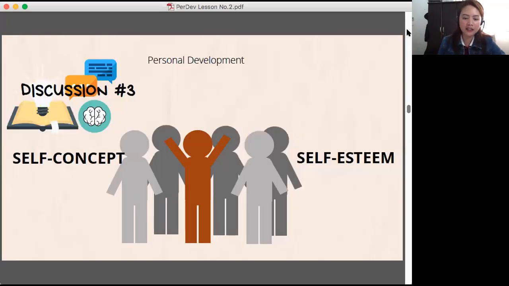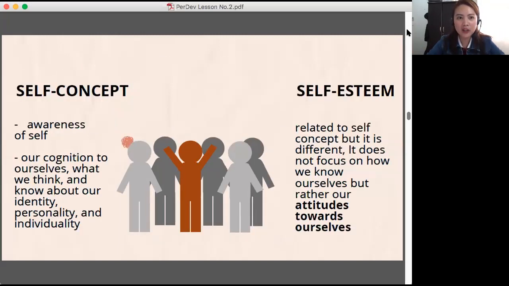Here's another concept: self-concept and self-esteem. When we say self-concept, it is the awareness of self, your cognition of what you think, what you know about your identity, personality, and individuality. While self-esteem is related to self-concept, it is different. It does not focus on how we know ourselves, but rather our attitudes towards ourselves.